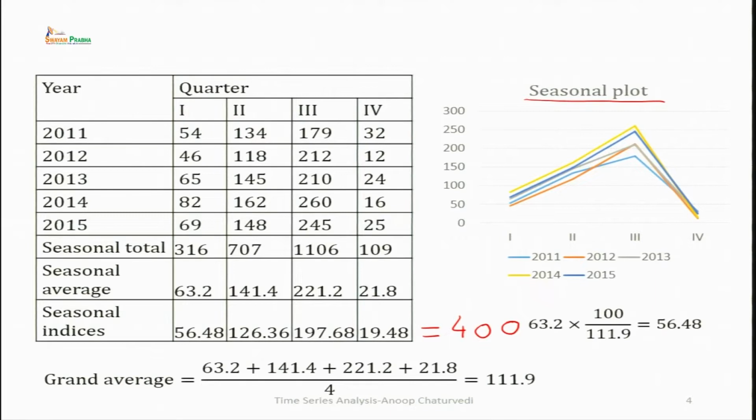Similarly, you can obtain seasonal indices for monthly data also. For the monthly data, instead of quarters, you have 12 months. Then you have to calculate seasonal totals for each of the months, and then you can calculate the seasonal averages and seasonal indices. For monthly data, the summation of the final seasonal indices will be 1200.